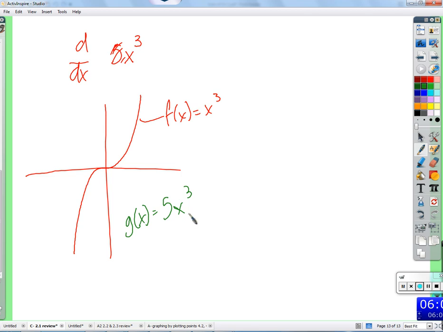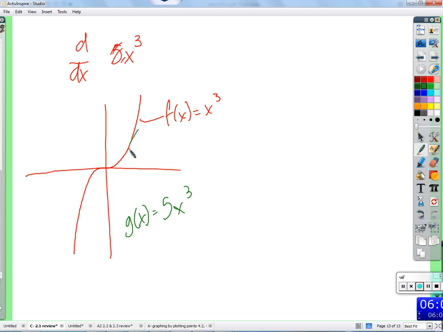What's different about this? Well, we're going to get the same y value for every x value, except we then multiply by 5. So every y value of this function is 5 times higher, 5 times farther away from the x-axis than this. What do you think that's going to do to the slope? Steeper. Steeper by a factor of 5. Wouldn't that make sense?